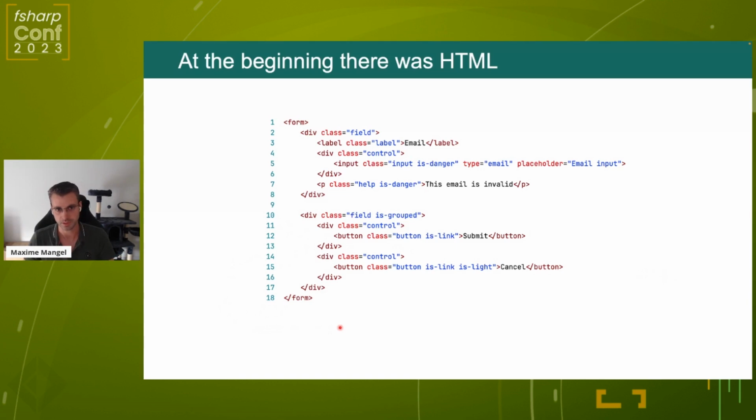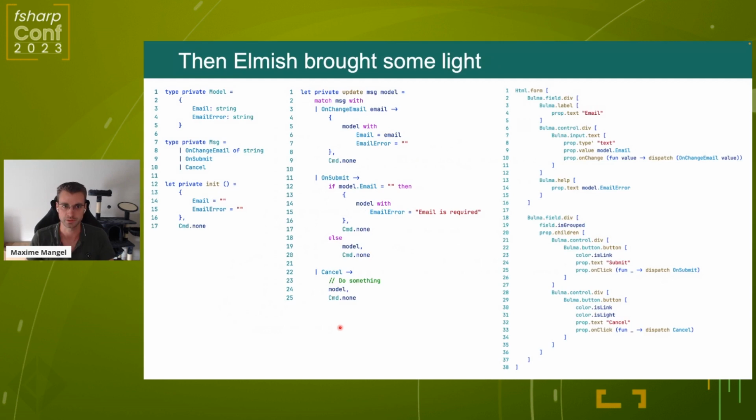Another problem that you have with HTML is you don't have functions or templates out of the box. So you will need to duplicate your code in every different place of your application. And if you change your CSS classes, you need to change them everywhere. So it's difficult to work with at this point. Then we got Elmish in the Fable world, which brought us some light.